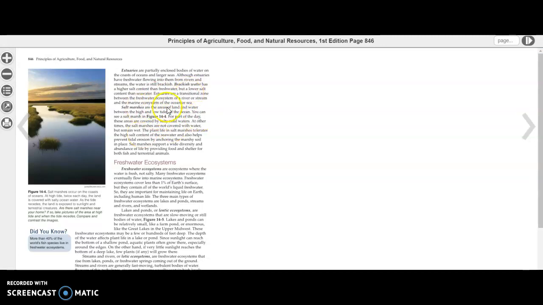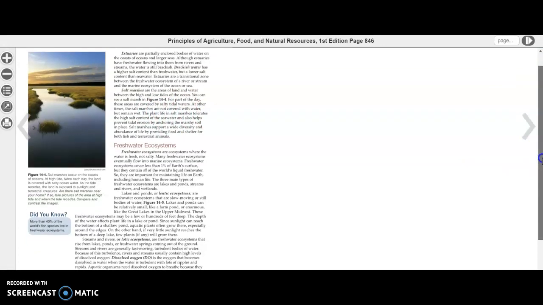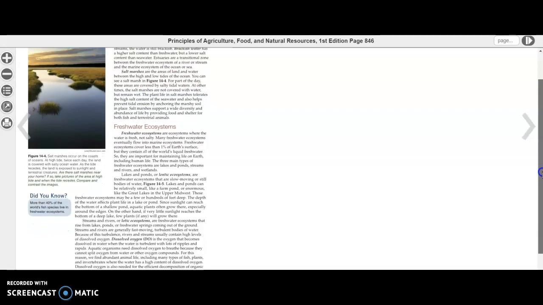Salt marshes are the areas of land and water between the high and low tides of the ocean. So whenever high tide comes in, these areas will be covered in that salt water. Once it's low tide, the water recedes, some of the water is left there, but you can still see some dry patches. Again, you can always pause the video and read through whatever you would like. So that's the two that we're going to cover for marine ecosystems.